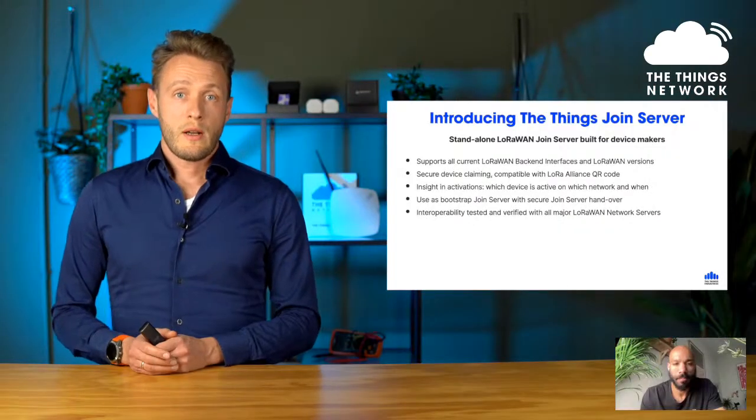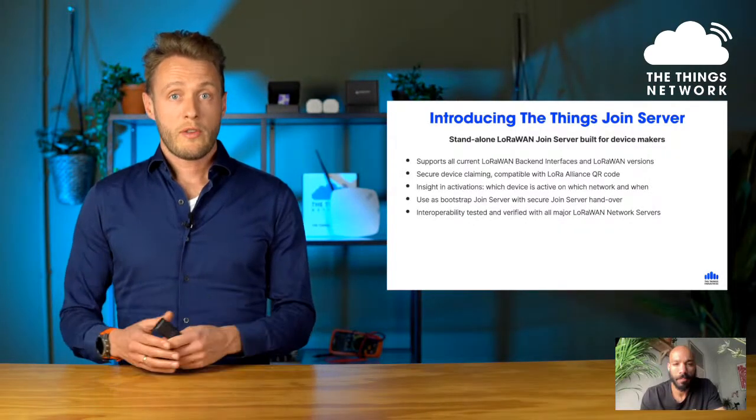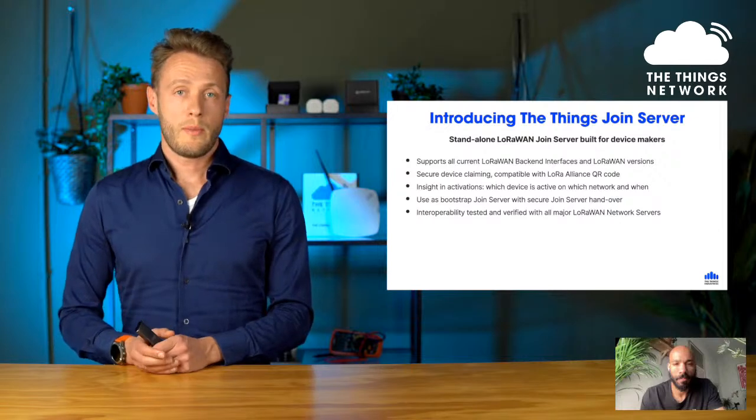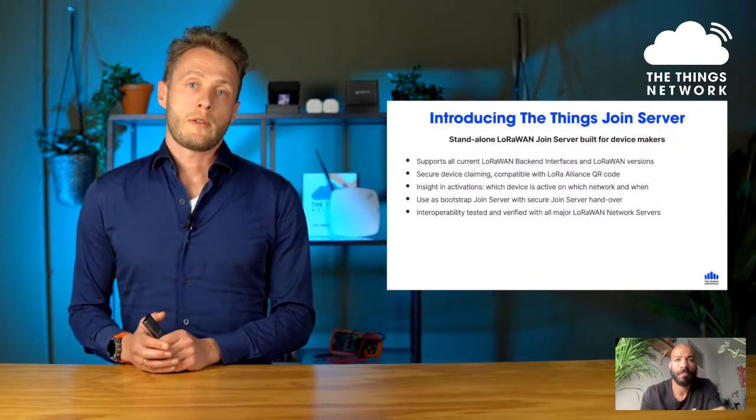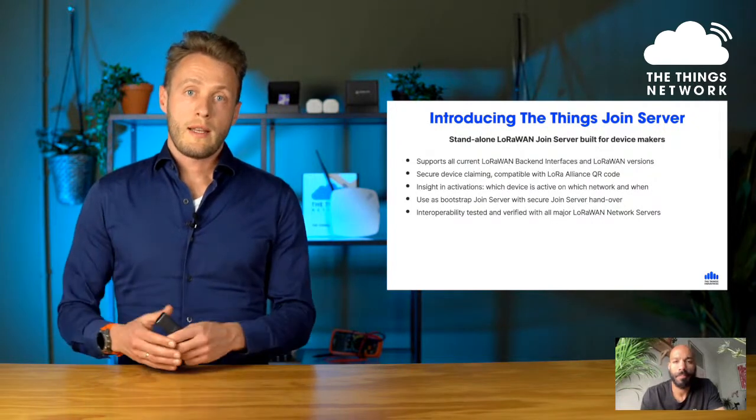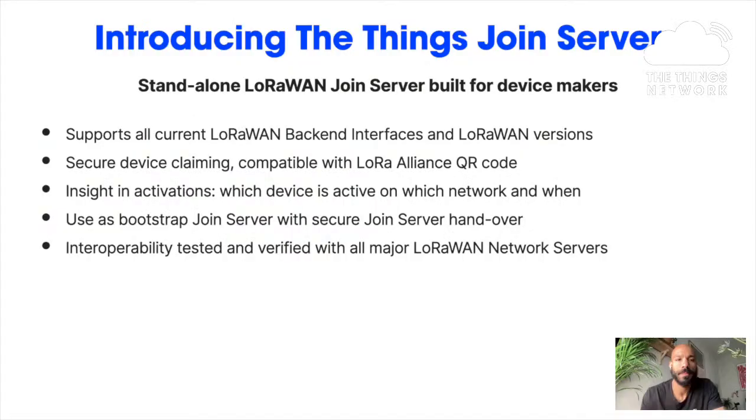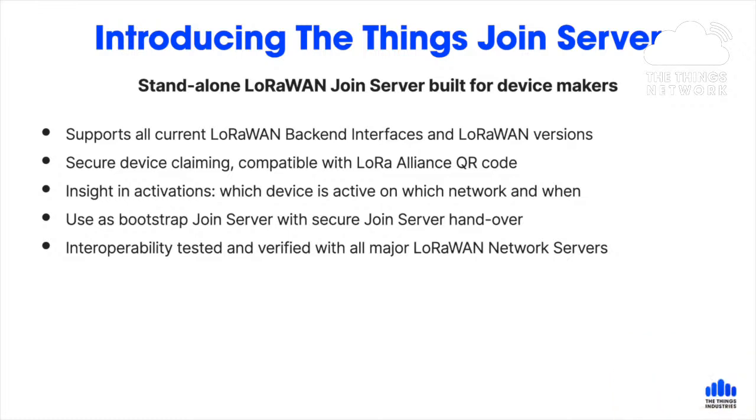So that's what we're announcing. We're building this as a product, and it's really intended to be used by device makers. So we are already engaging with a bunch of device makers that are also already testing with this, and it's really built for them. So we implement all the LoRaWAN functionality. So it supports all the LoRaWAN versions, all the backend interfaces, specifications. It supports device claiming. It's compatible with the LoRa Alliance QR code.